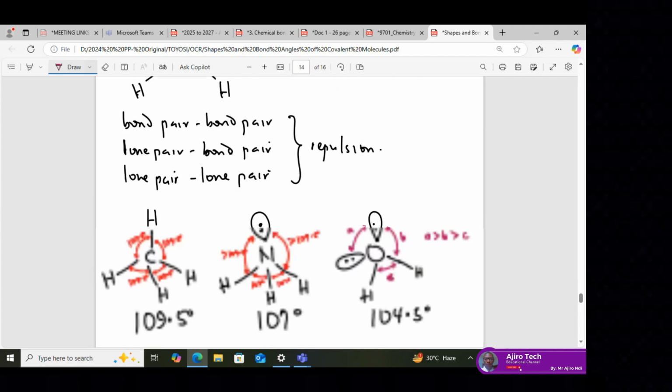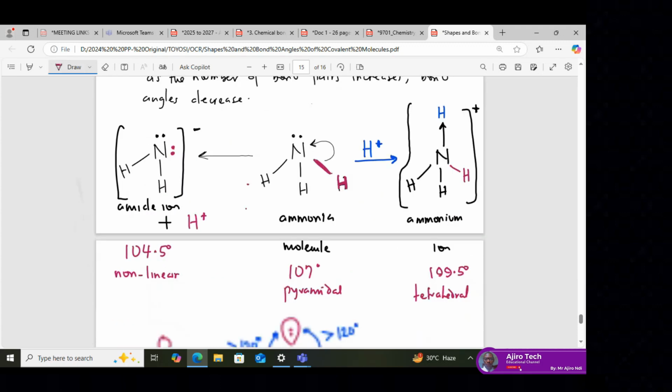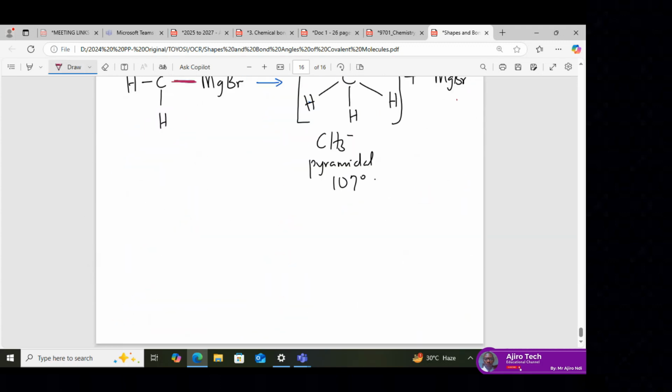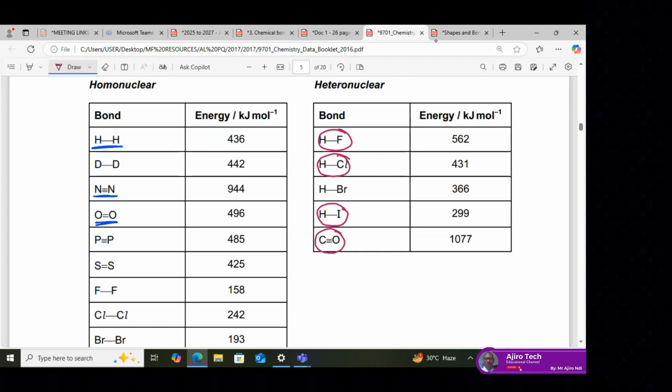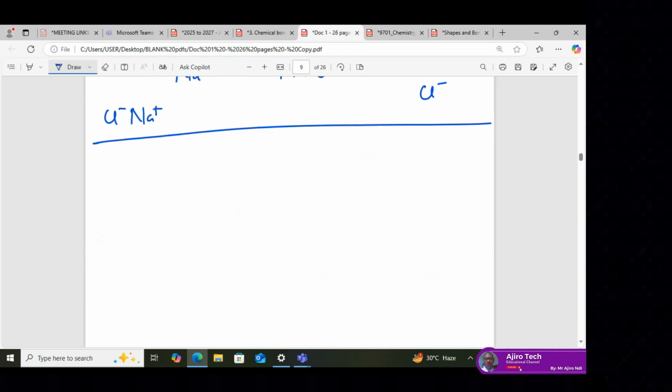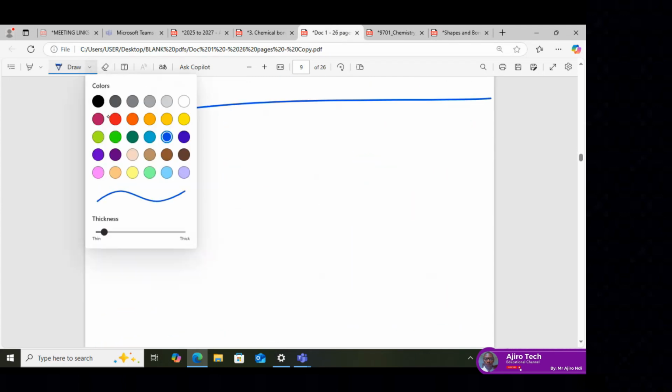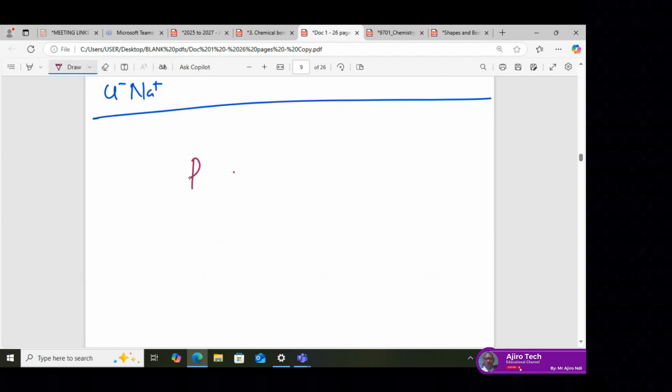Now look, pay attention. Repulsion within covalent molecules. Please pay attention to molecules.